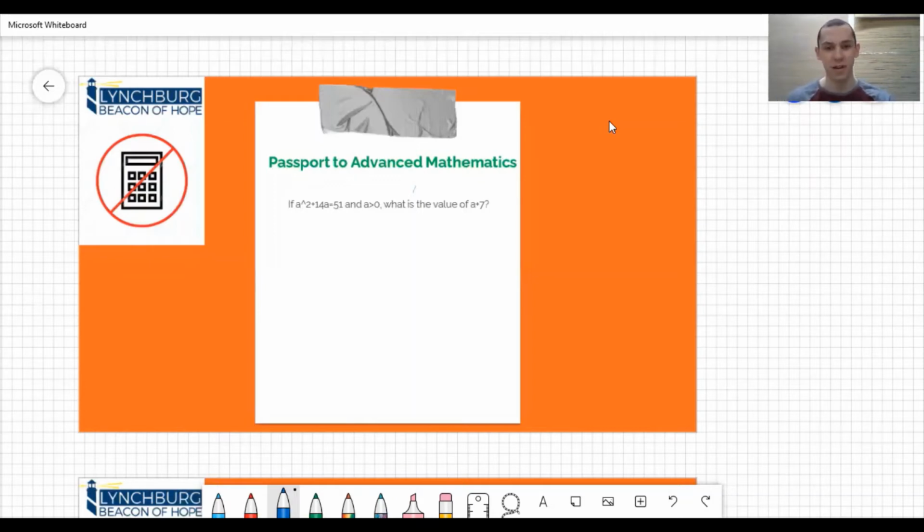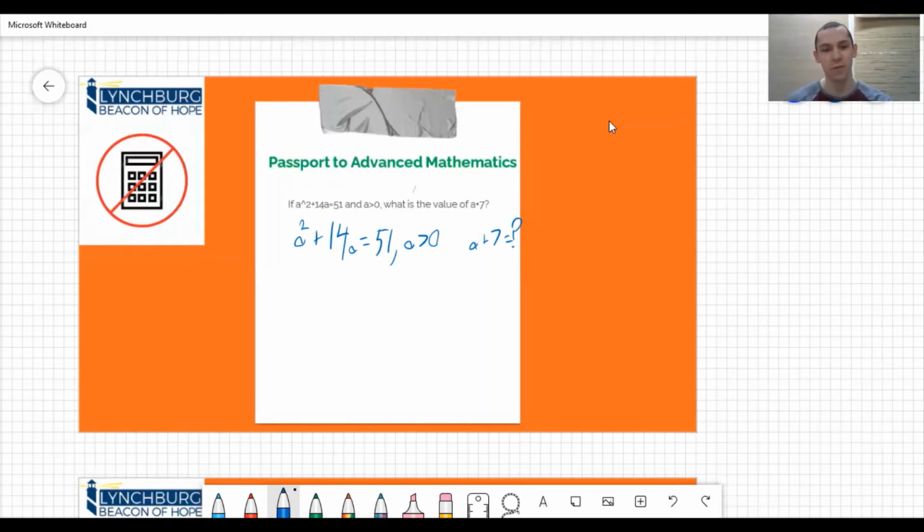Let me write this out just in case the notation's a little confusing. It says if a squared plus 14a equals 51, with the condition that a is greater than 0, what is a plus 7? First, this looks similar to what we do a lot in algebra. We have an a squared term, an a term, and a term with no variable. So that's very similar to us. The difference is we have this equal sign here.